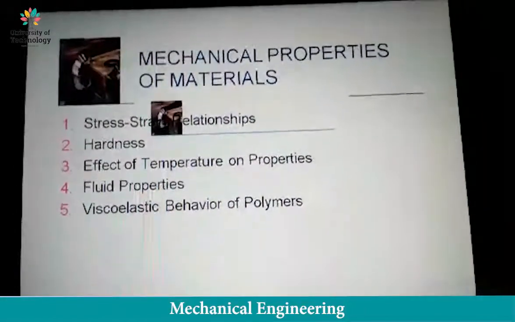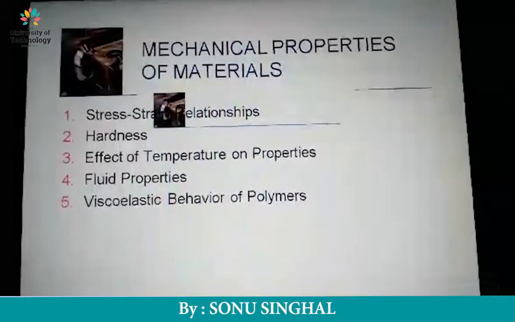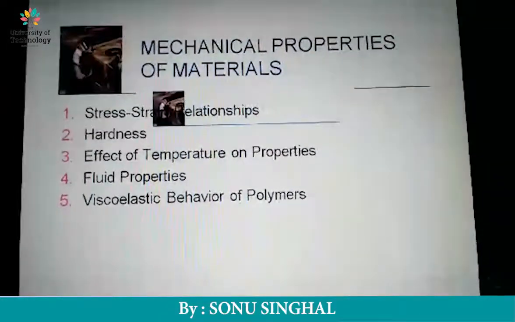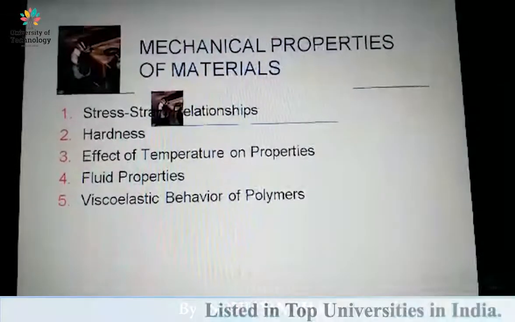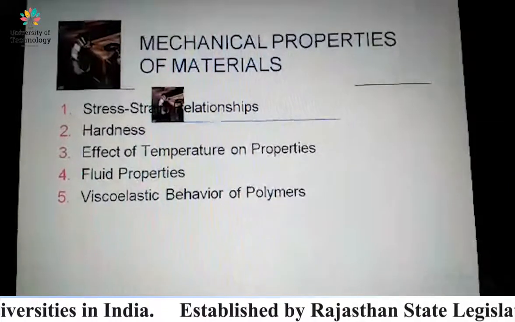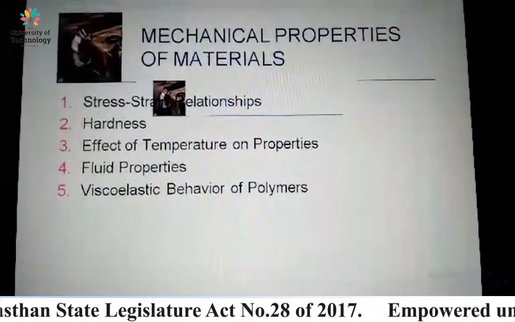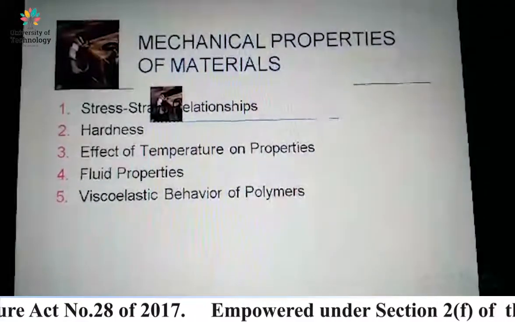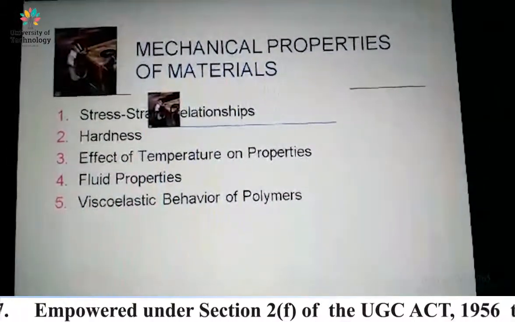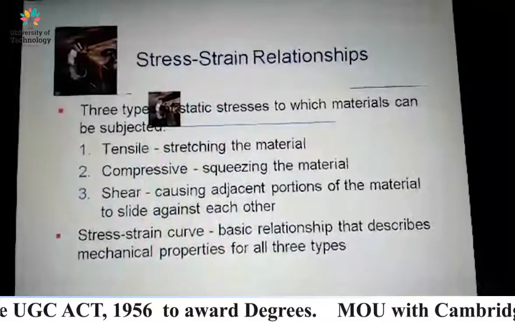Of the materials. Now, we will study the stress-strain relationship. The second is hardness, the third is effect of temperature on properties, the fourth is fluid properties, and the fifth is viscoelastic behavior of the polymers. Now, we will study step by step. The first is the stress-strain relationship.